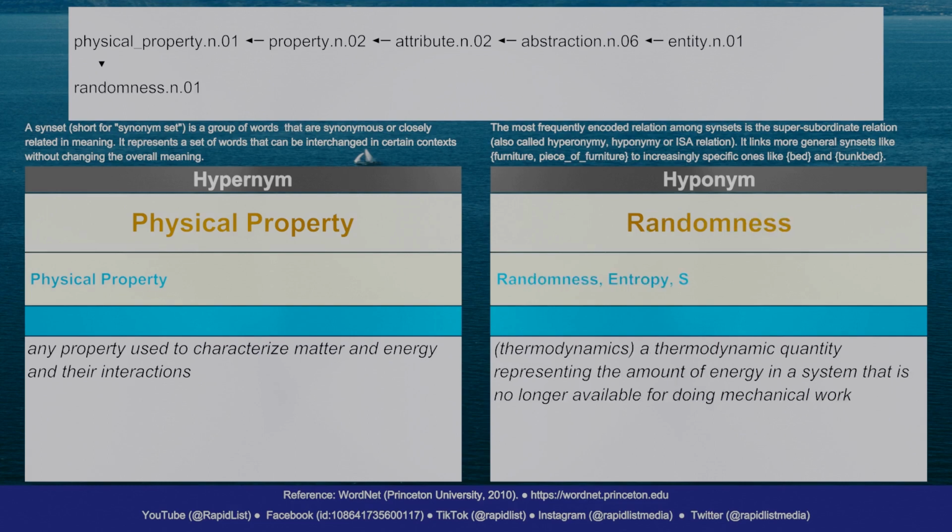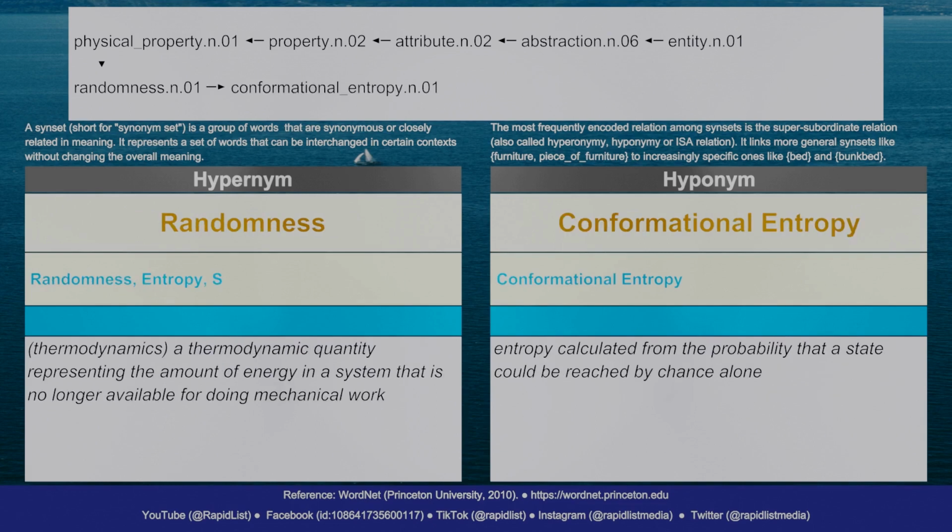Randomness. Thermodynamics, a thermodynamic quantity representing the amount of energy in a system that is no longer available for doing mechanical work. Entropy increases as matter and energy in the universe degrade to an ultimate state of inert uniformity. Conformational entropy. Entropy calculated from the probability that a state could be reached by chance alone.